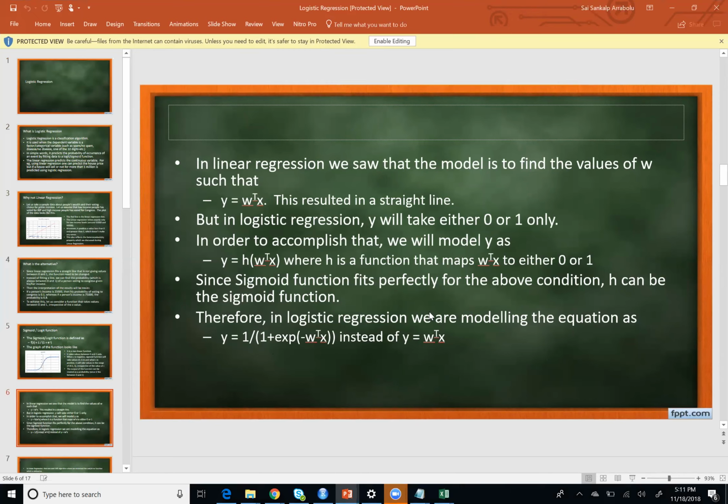So in logistic regression, this is how we remodel the equation. That's why we use sigmoid. The reason we use sigmoid is because for values of x greater than something, it will always be 1. For values of x less than something, it will always be 0. So that's the reason this is transformed into a sigmoid function.